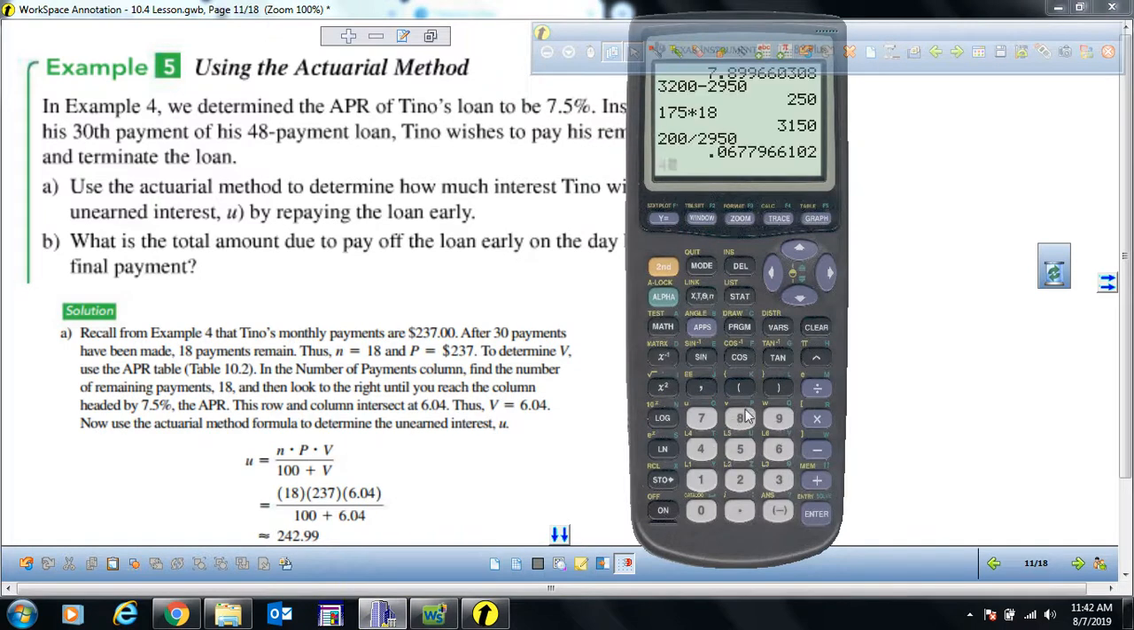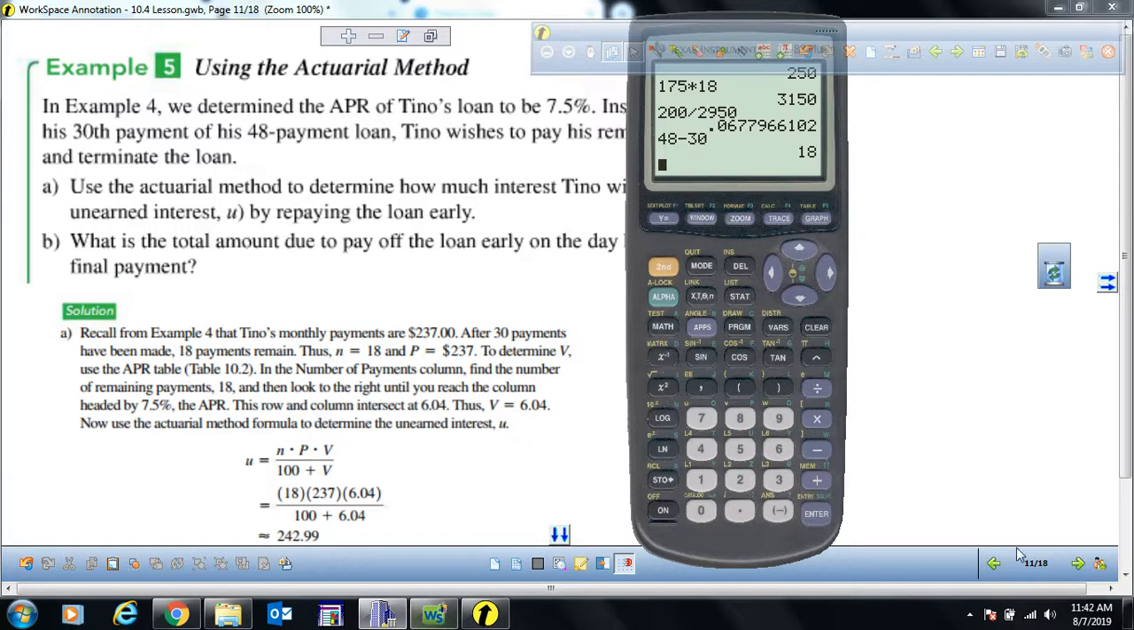the total number of payments minus the 30 payments, up to where he wants to pay the full amount. So that leaves him with 18 monthly payments that he's not going to have to do anymore, because he's going to pay it all by the 30th payment. So that's why here n is equal to 18. That's the number you see for the n in the formula.